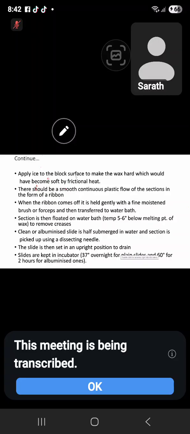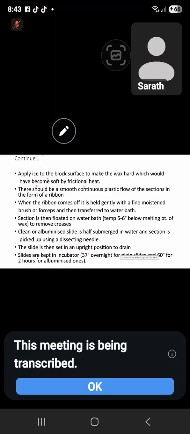Apply ice to the block surface to make the wax hard, which may have become soft. Sometimes with the temperature, the block becomes warm. If the block is warm, you can't cut. So that's the reason we keep touching the surface of the block with ice, allowing it to cool. When it is cool, it is easy to cut the section.